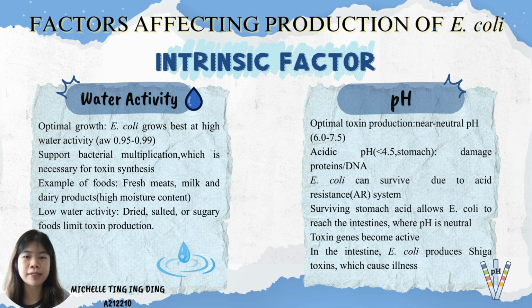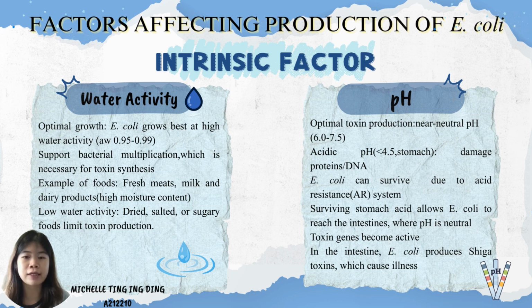Secondly, E. coli produces toxin most effectively at near neutral pH, usually between 6.0 and 7.5. In highly acidic conditions, such as pH below 4.5, proteins and DNA inside the bacteria can be damaged. For example, the stomach has a very acidic environment, which normally helps to kill the bacteria. However, E. coli has an acid resistance system, also known as the AR system. This system allows E.